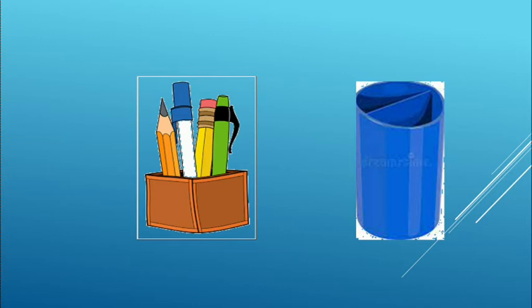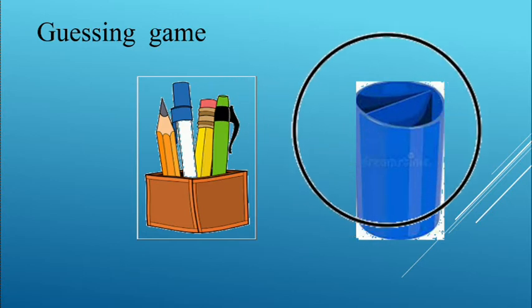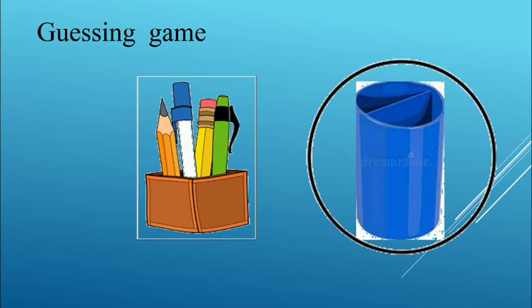Students, now let's play a guessing game. I will show you a set of pictures and you have to find out which one shows 0. Here I have 2 pen stands. In this you have to find which one is 0. Yes, the second pen stand shows 0. The first pen stand has a set of pens and pencils. Correct.